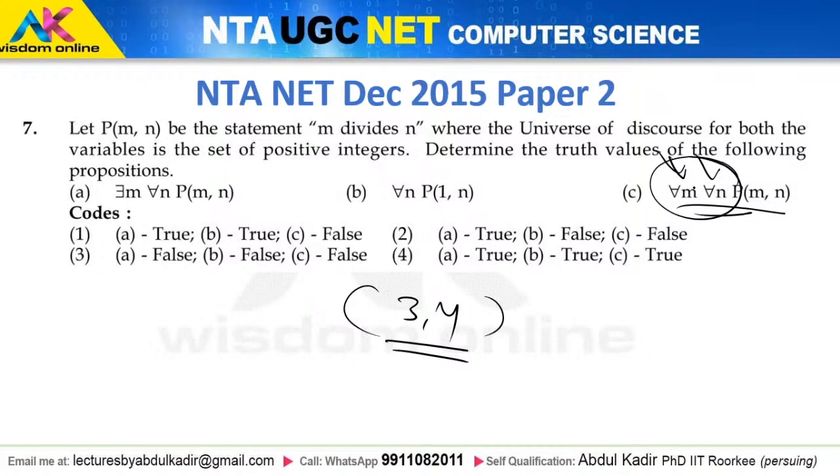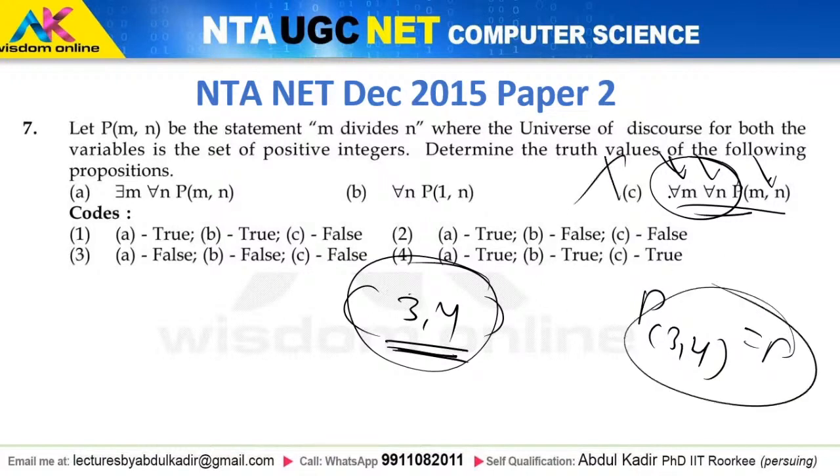I've already told you that the meaning of this is that for every pair this is true. What is this? This is m divides n for every pair. Let's take the pair 3, 4. 3 does not divide 4, so for this pair (3,4) this has become false. So this is false, because option C is saying that for every pair P(m,n) must be true, but this is not the case. You can see, when you take 3, 4, what will happen?